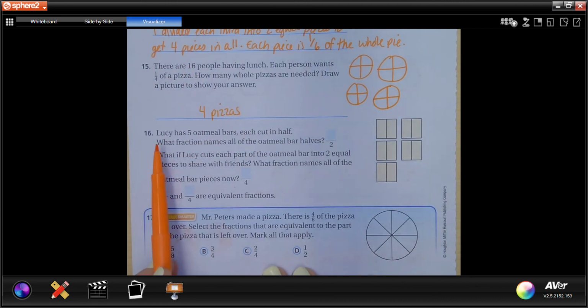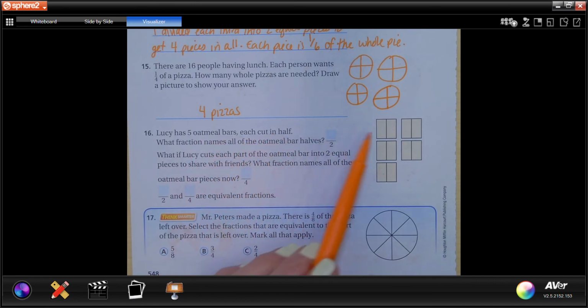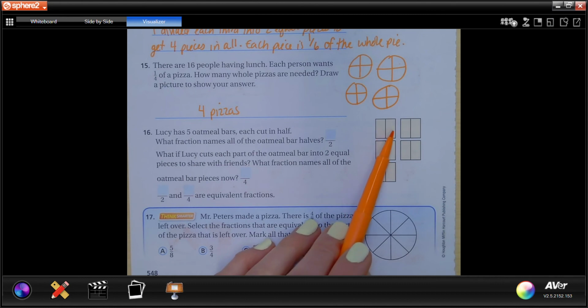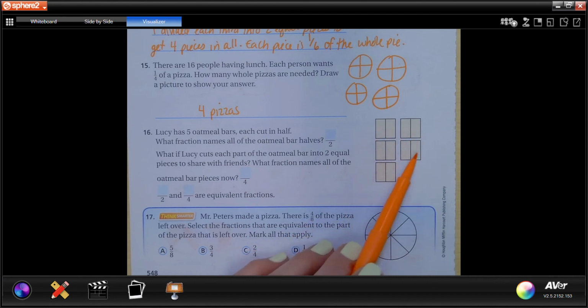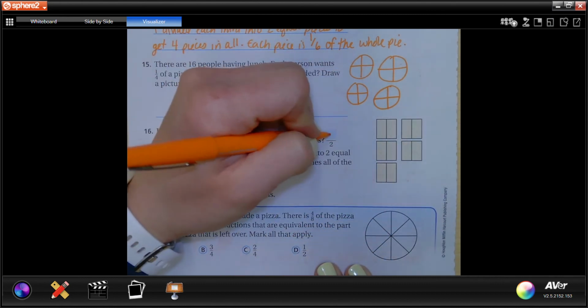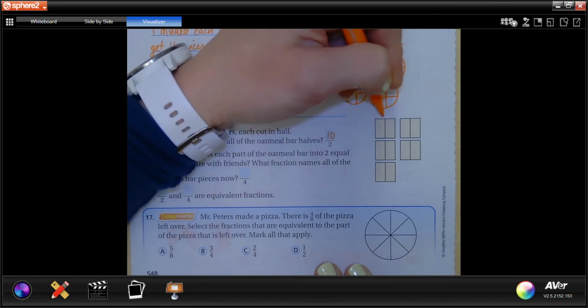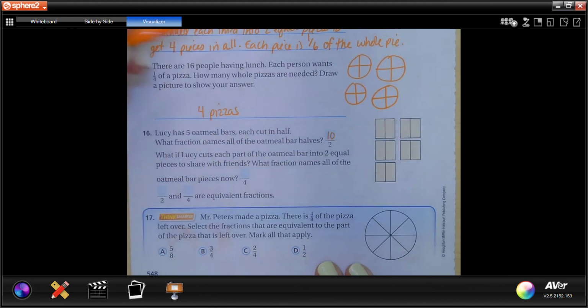Number 16. Lucy has 5 oatmeal bars, each cut in half. 1, 2, 3, 4, 5, and they're all cut in half. What fraction names all of the oatmeal bar halves? Well, 1, 2, 3, 4, 5, 6, 7, 8, 9, 10. And there are 2 in 1 whole. So 2 is our denominator.